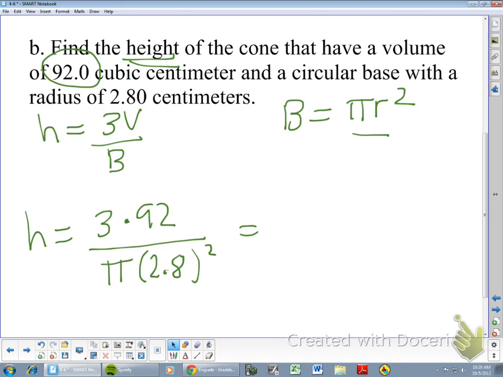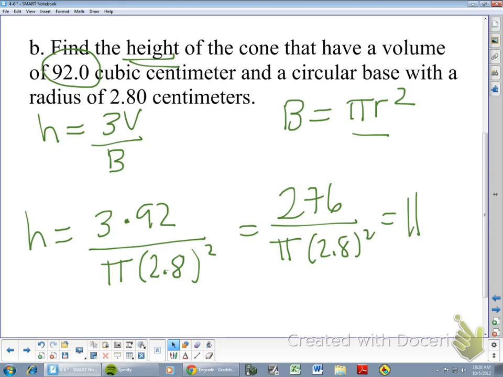Okay. 3 times 92 is, I'm going to use a calculator here, 276. Okay, divided by pi, and I'll let you use a calculator at this point. Okay, so 276 divided by pi times 2.8 squared is going to be, and you want to round to the nearest tenth, 11.2, and that's its height, so it's in centimeters. Okay, 11.2 centimeters.